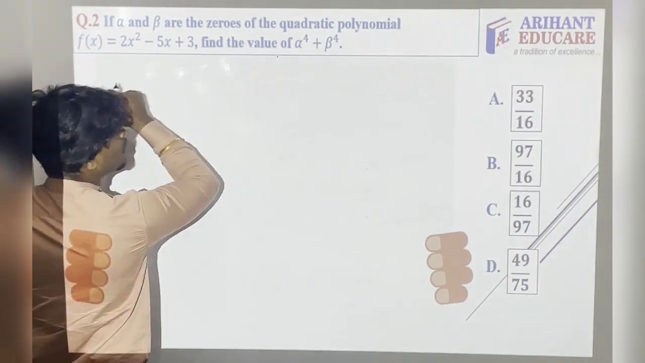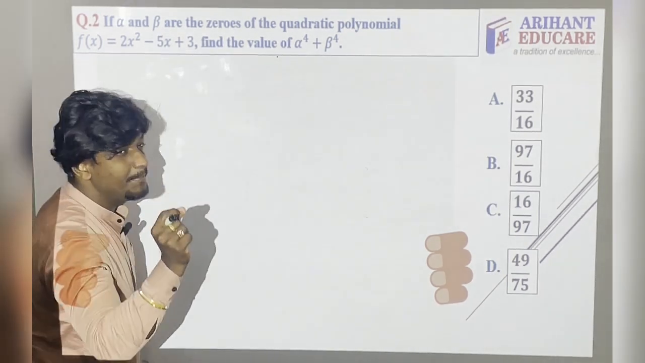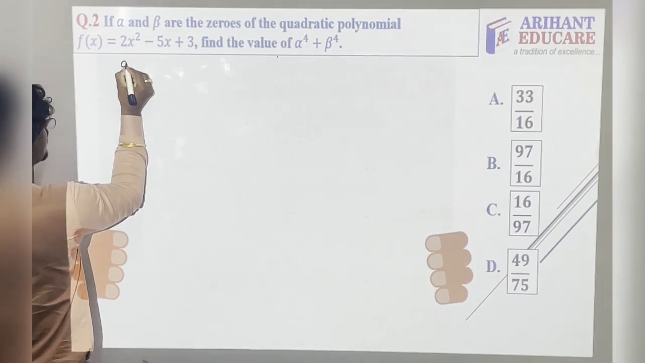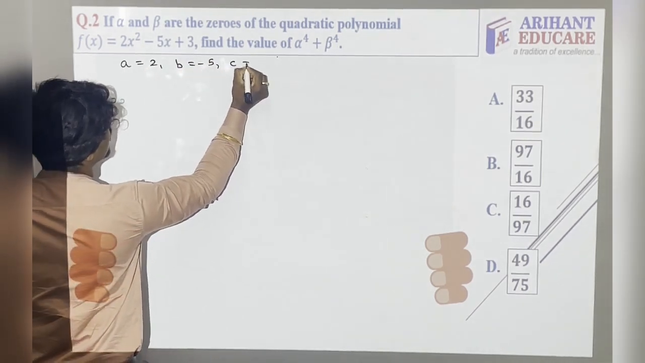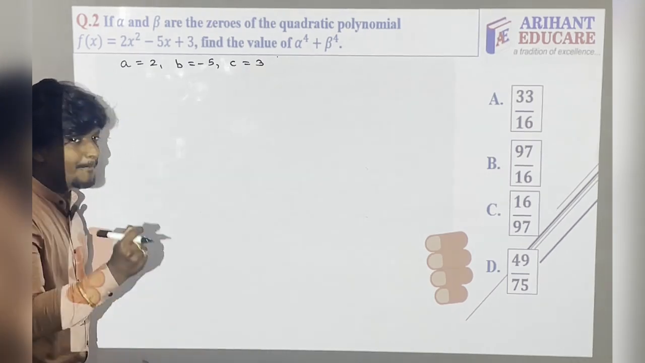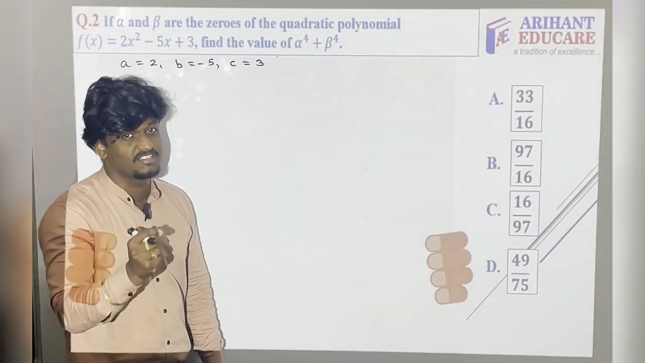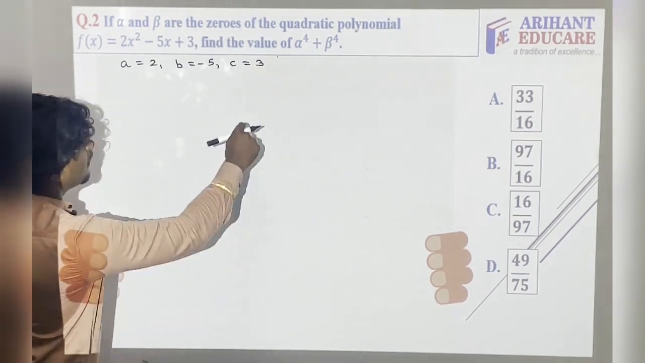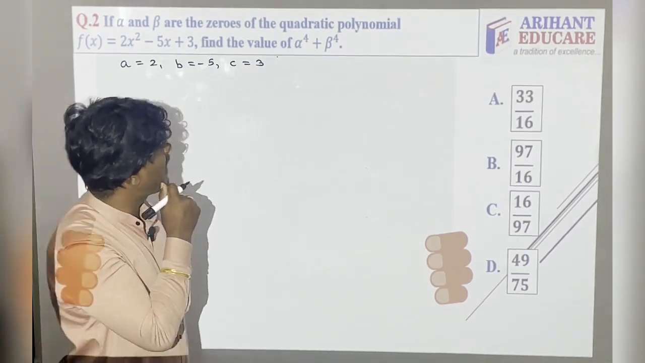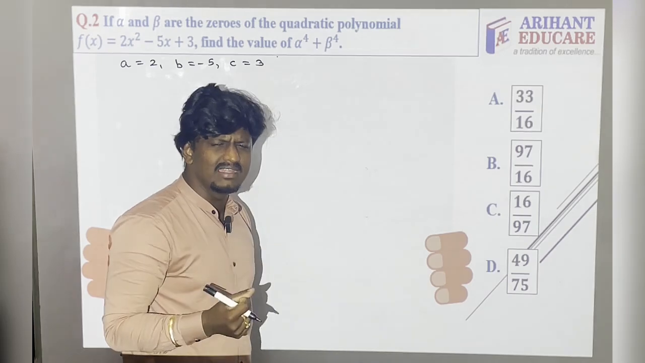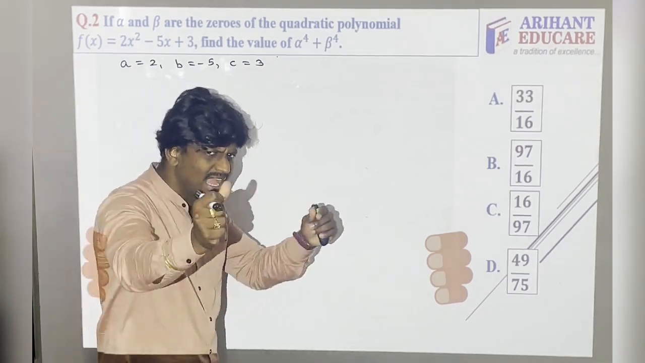Now, let's write the values of a, b and c quickly. The value of a is 2, value of b is minus 5 and value of c is 3. How did I get this? Comparing with the standard form ax square plus bx plus c. I hope you know this. Now, when I need alpha raised to 4 plus beta raised to 4, do we have this identity memorized? We know alpha square, beta square, all that stuff. I'll give you a very simple trick.